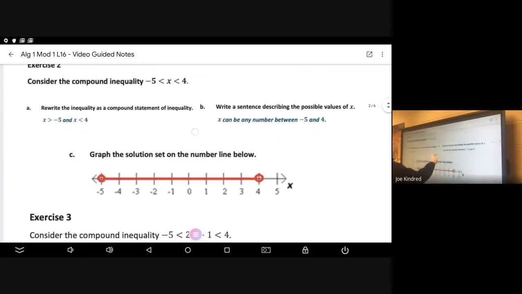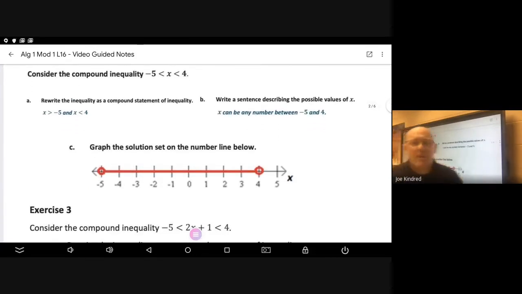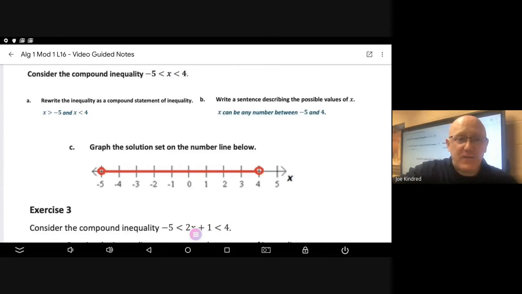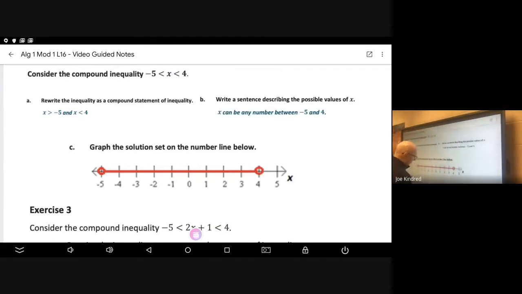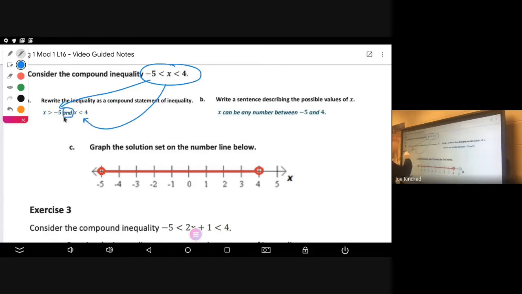So we keep going, and you'll see now we have to consider some more examples. And you'll see here, I've given you the answer for A, B, and C. Write the inequality as a compound statement inequality. So in the original problem, they give us this right here. So first thing I might do is separate, and that's what I wanted you to do here. Separate into two separate ones. Both have to be true, and so in B it says, write a sentence describing the possible values of x. You can see the answer is there. X can be any number between -5 and 4.